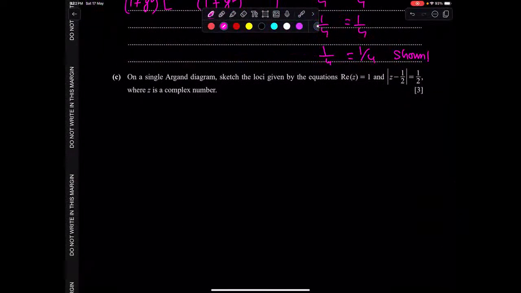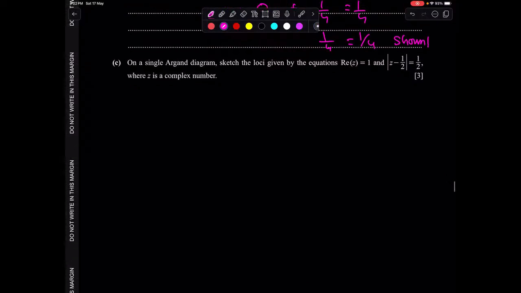Now the next part. On a single Argand diagram, sketch the loci. Real part of z is equal to 1. That means x is equal to 1. A vertical line of x-intercept is 1. And this means a circle with center at half and radius half.